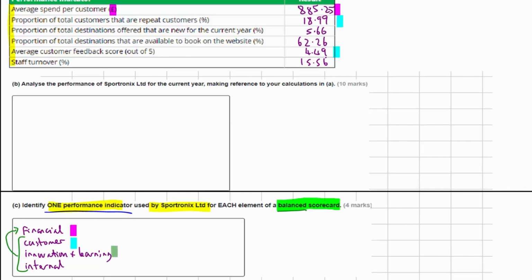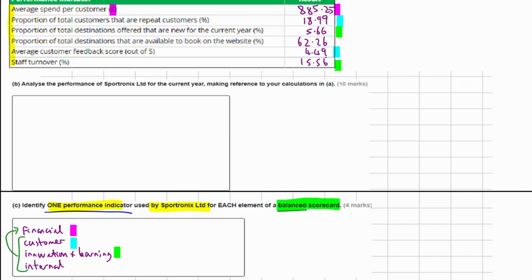What about innovation and learning? So in terms of innovation, we see that we've increased the number of new destinations for the year. So that's a good thing, isn't it? We're coming up with new destinations, and that's going to be helping our business. Now, what about learning? Well, it may not be quite so easy to find a learning one here. So possibly we could talk about staff turnover, because if we're not investing in training the staff, potentially that's why they're leaving. But that may be a bit tenuous.